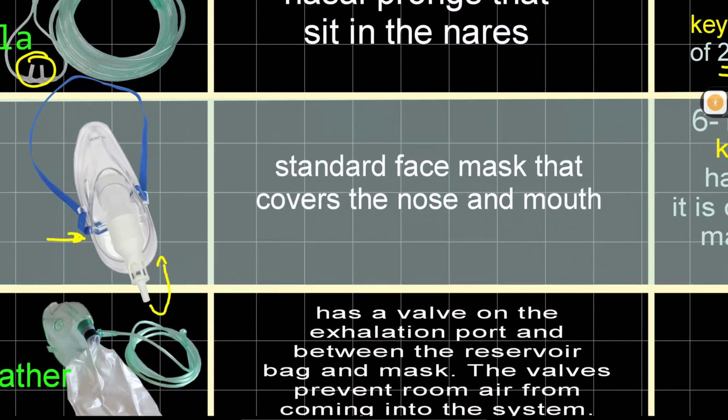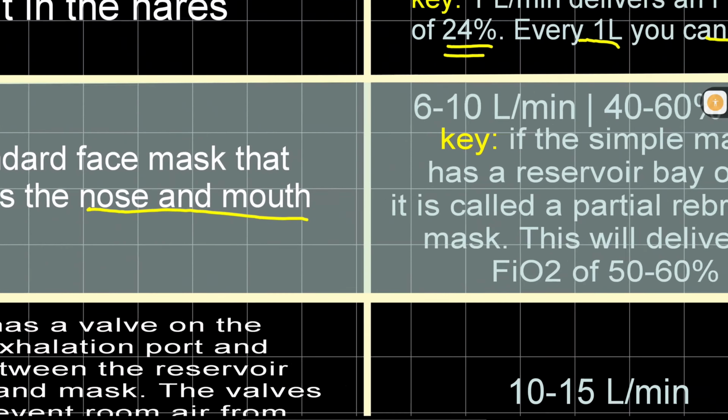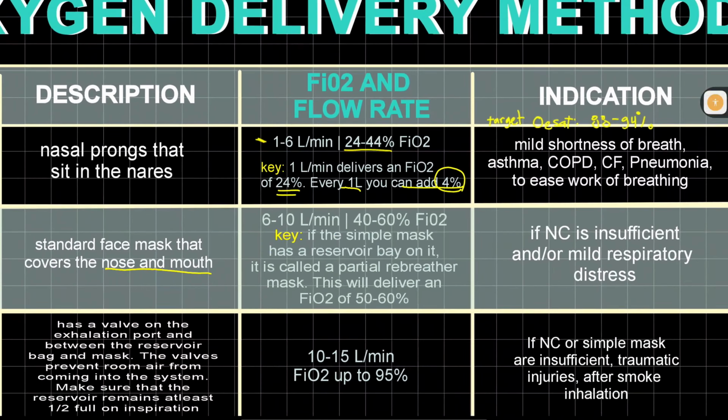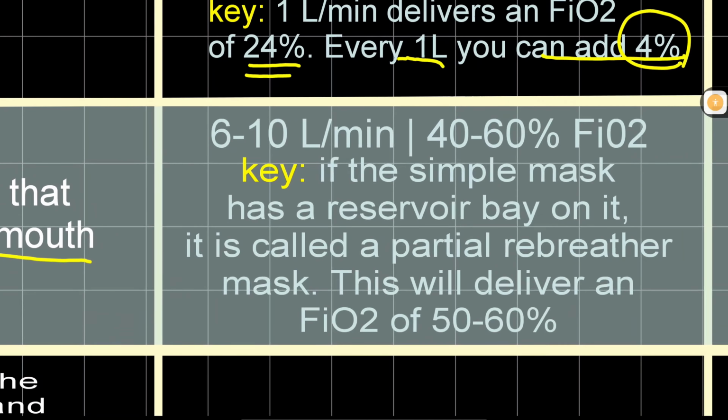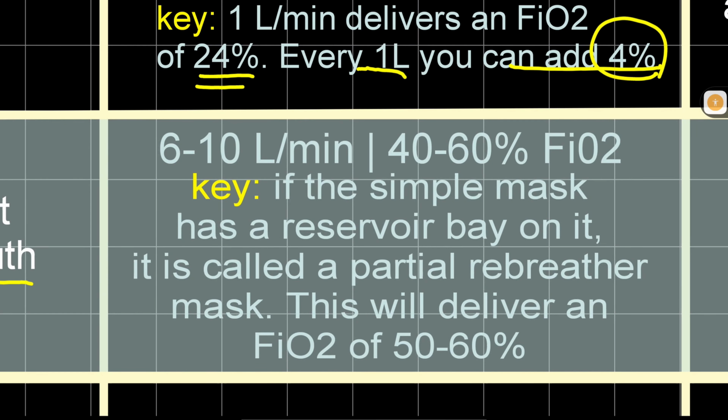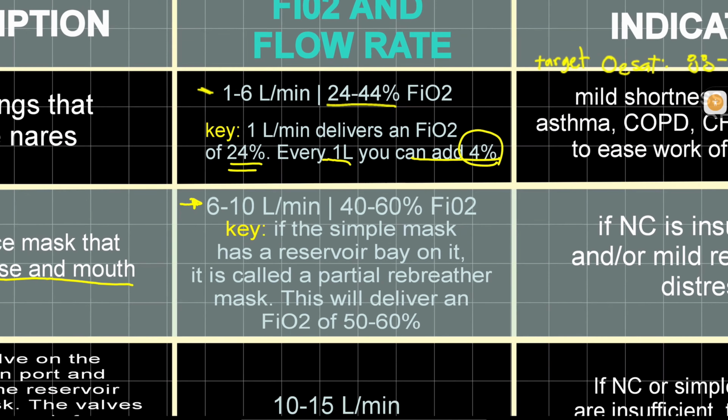Now, in terms of description, let me describe it to you, okay? Standard face mask that covers the nose and the mouth. Yes, this one right here, it covers your nose, there's a bridge, and it extends down to the mouth. So, face mask. All right, so FiO2 and flow rate. When you use a face mask, it's normally given at a flow rate of 6 to 10 liters per minute.